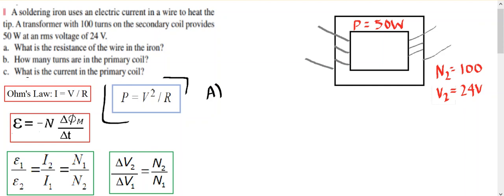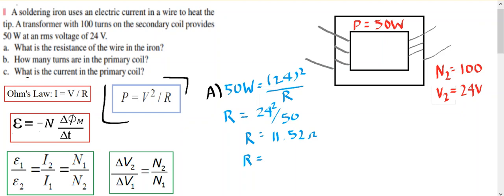Power is 50 watts, which is equal to voltage squared, so we were given 24 volts, over R, which is what we're solving for. If we were to rearrange this, we would have R equal to 24 squared over 50. Important to pay attention to those equations. So 24 squared over 50 gives us 11.52 ohms. However, taking into account significant figures, we would round up to 12 ohms as our final answer. So now we can add that to our knowns.